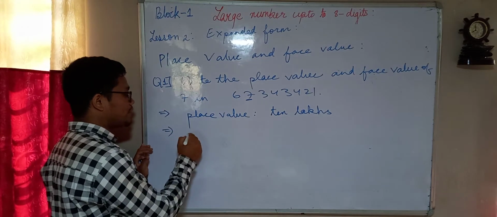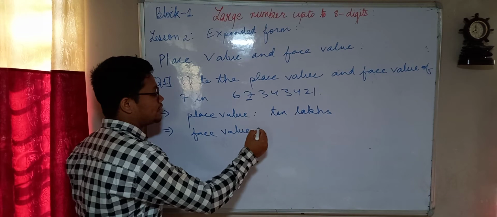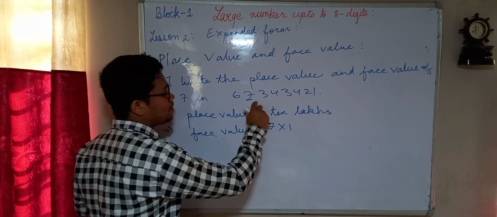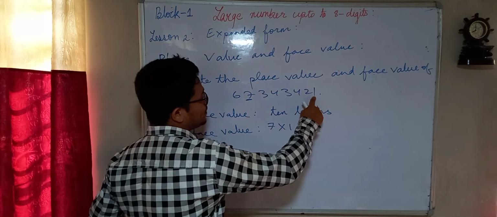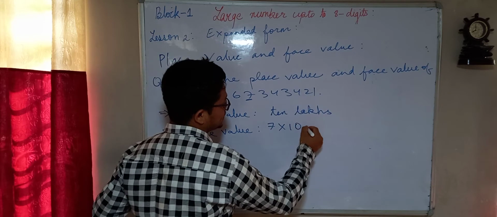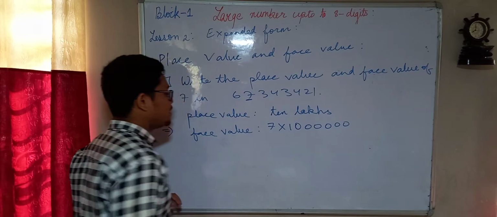Then when you write the face value, write 7 and put multiply and 1, and after 7 how many zeros are there? 1, 2, 3, 4, 5, 6. So you write 6 zeros after it. So this is your face value.